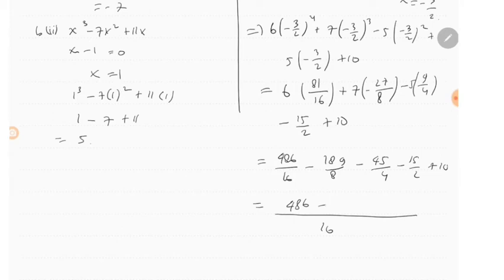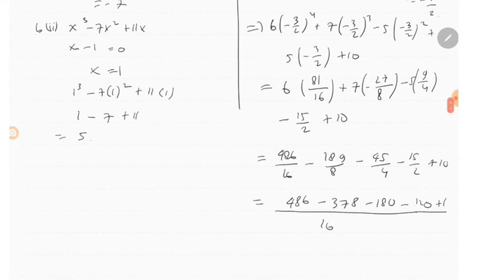or sorry, minus 378 minus 180 minus 16. 8 times 15 is 120 plus 160. Okay, sorry, minus 120 plus 160.